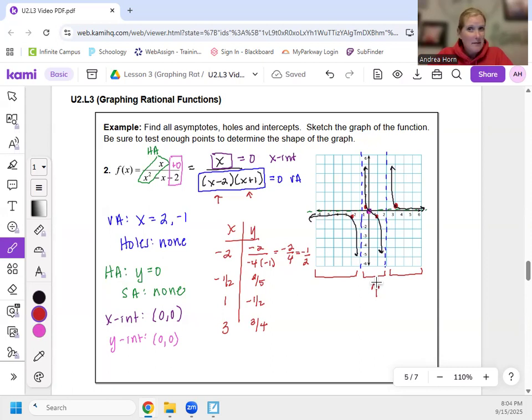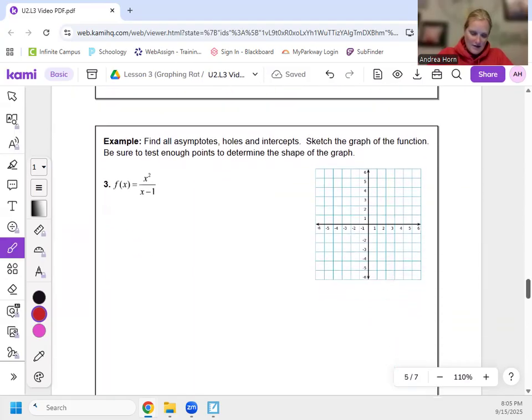Now, I will tell you, typically we do not have to plug in this many points. I kind of chose a hard one to start with so we could see the big picture, and then we could back off a little bit. All right, let's look at another example here.